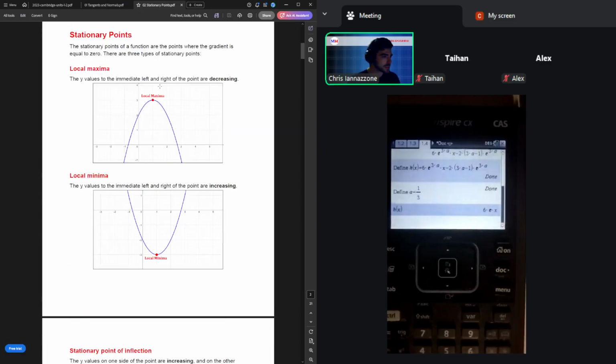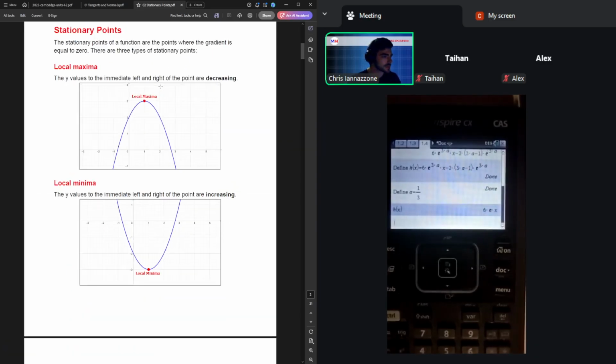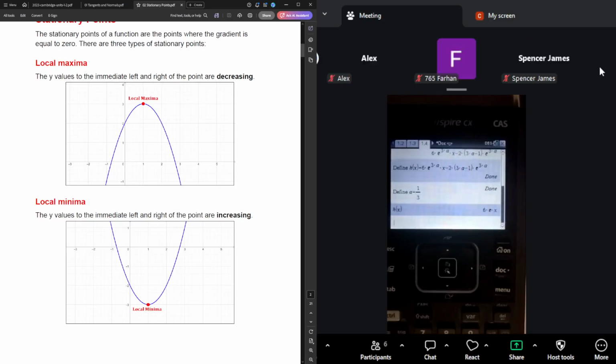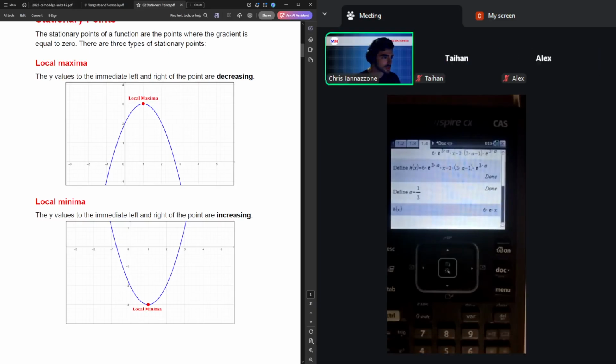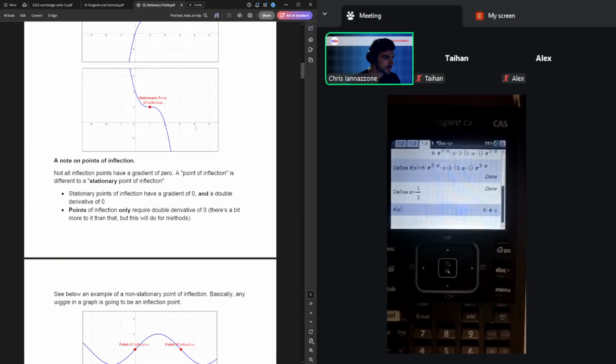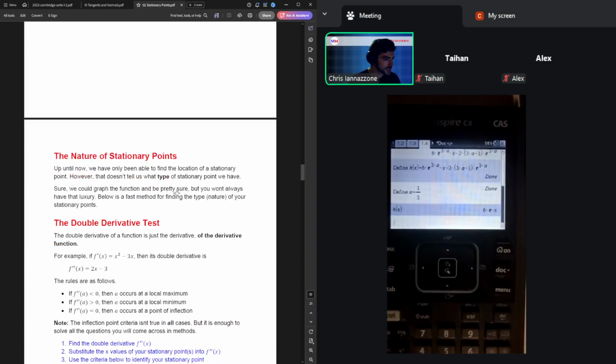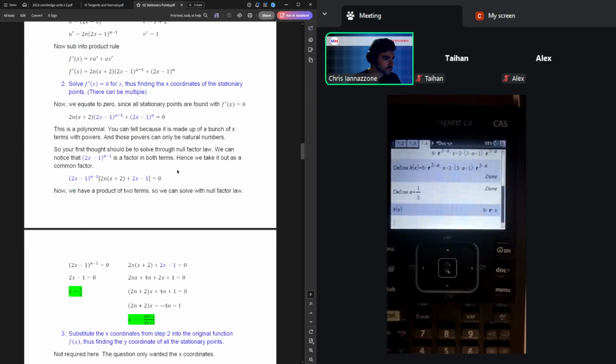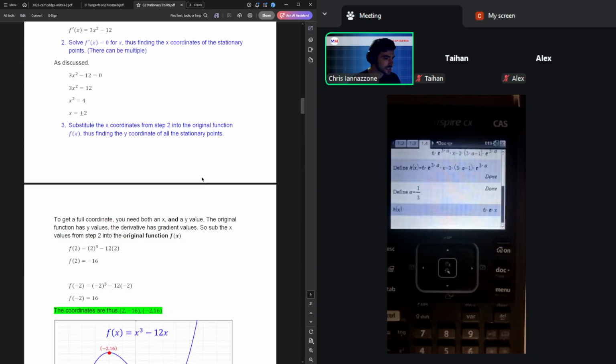The next bit up are the stationary points. Actually, do we want to do any questions first? How much is here? It's just stationary points and nature of stationary points. Nah, it is a bit dense.